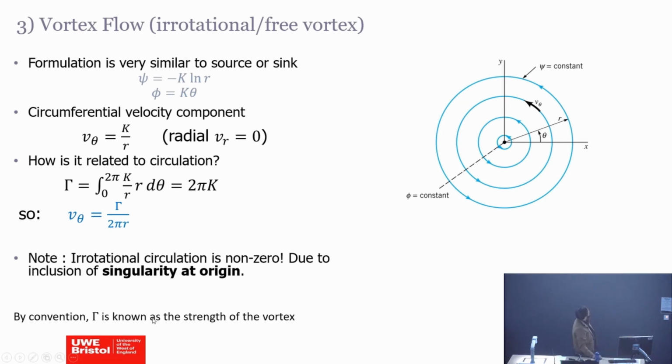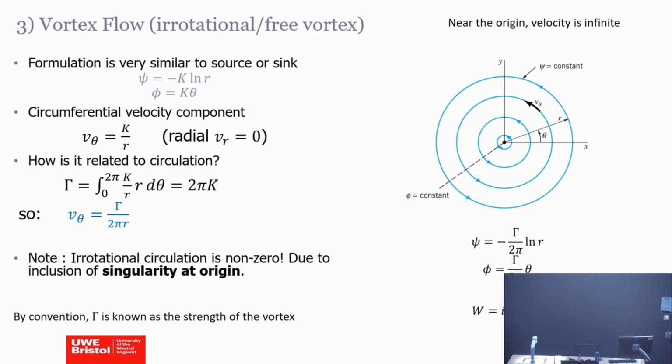People call capital gamma the strength of the vortex. So in summary, the equations for psi, phi, and the complex potential for a vortex flow, which is irrotational, can be written in this form. I think these are the key ideas for a vortex flow. So now we've discussed three elementary flows: uniform flow, a source or sink, and also a vortex flow.